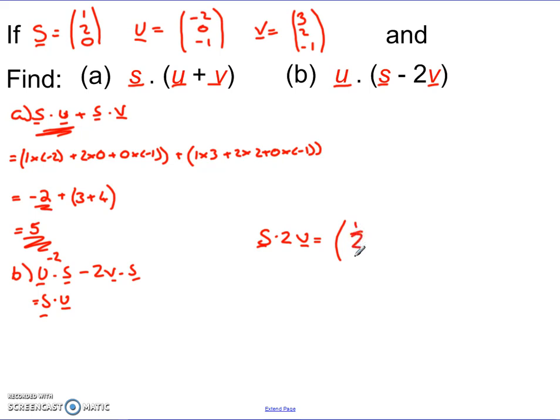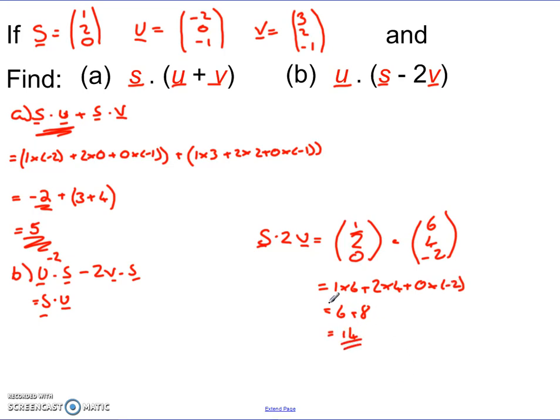So it's going to be my s vector, which is 1, 2, 0, taken with double this vector. So it's 6, 4, and negative 2. We then do our scalar product, so 1 times 6 plus 2 times 4 plus 0 times negative 2. 1 times 6 is 6, 2 4s are 8, and that's 0, so it's 6 plus 8, which is just 14. A nice thing to notice here is that 14 is double what we would get of the s dot v. So this was giving us 7.